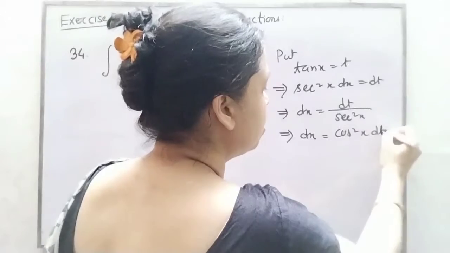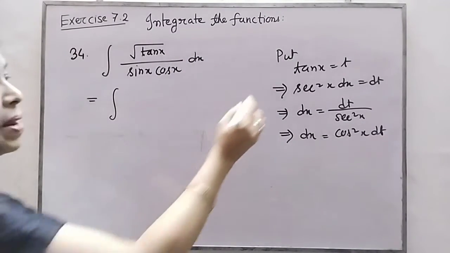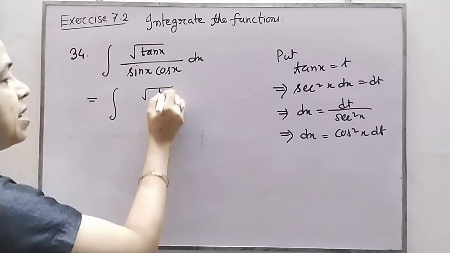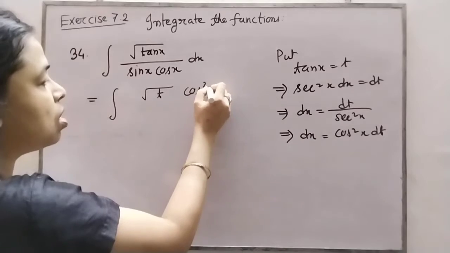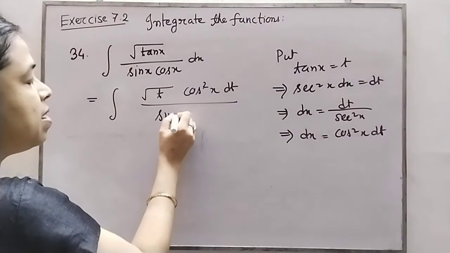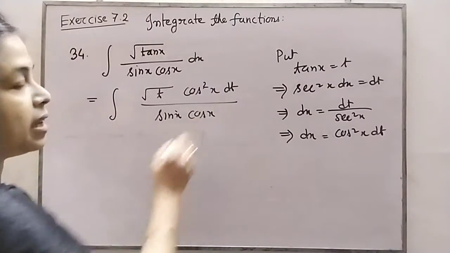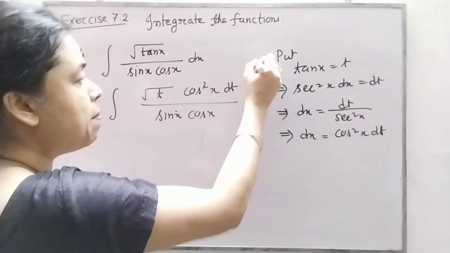Let us substitute these things here. In the place of tan x I can write t. In the place of dx I can write cos square x into dt. And in the denominator we have sin x and cos x. This substitution you try to remember. This is very important.